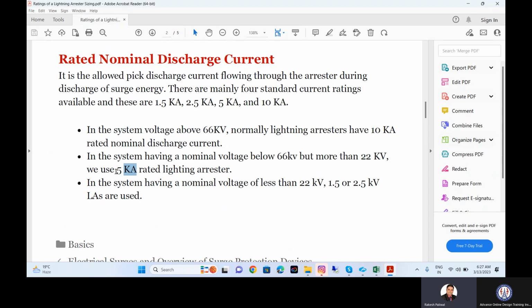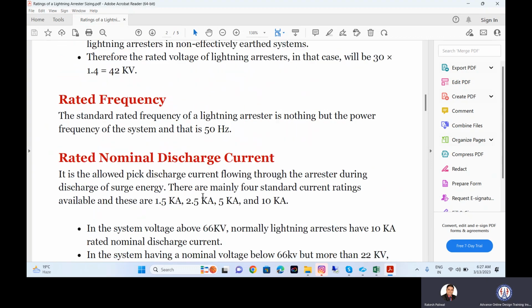Any timing mentioned, sir? 10 ampere for 5 seconds? No, timing is not mentioned. It's a current only, not a time. Only current. Yes, sir.